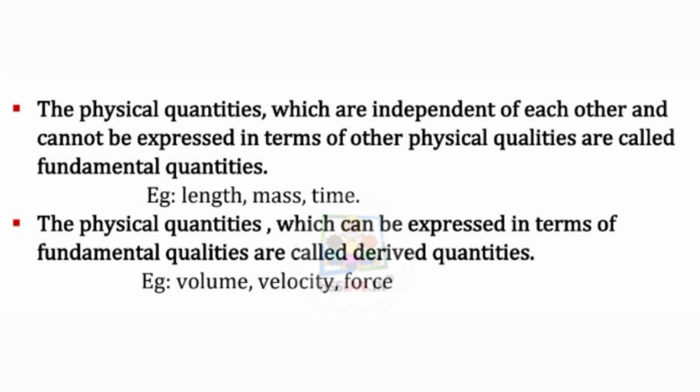For example, volume. Volume means length into breadth into height. So L, B, H, these are base quantities, right? Then velocity also can be expressed in terms of fundamental quantities. That is, velocity is equal to displacement by time. They are base quantities. Next example is force. Force is mass into acceleration, right? So these all are derived quantities that can be expressed in terms of fundamental quantities. Clear? So these are the two types of physical quantities: base quantities or fundamental quantities and derived quantities.